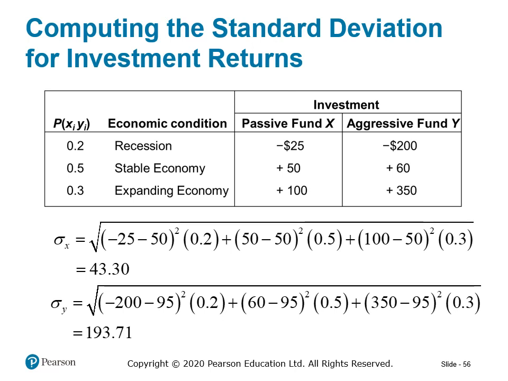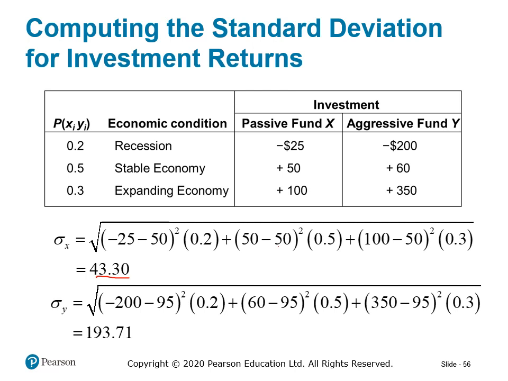Here I have 50 minus 50 squared. Well, 50 minus 50 is just 0, so it doesn't matter. So 0 times 0.5, so that's 0. Plus 100 minus 50 squared, so that's 50 squared times 0.3. All right, so I have 75 squared times 0.2 plus 50 squared times 0.3. I take the square root and I get 43.3. That is the standard deviation of the passive fund X.